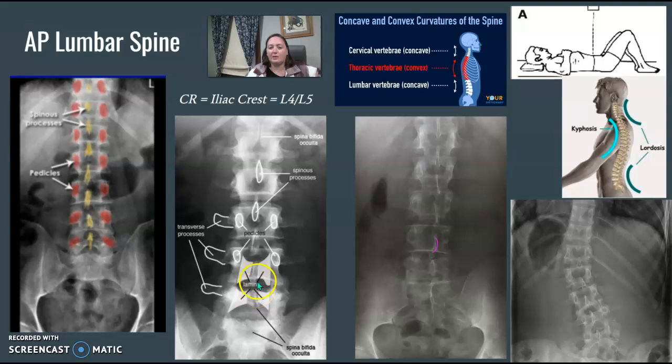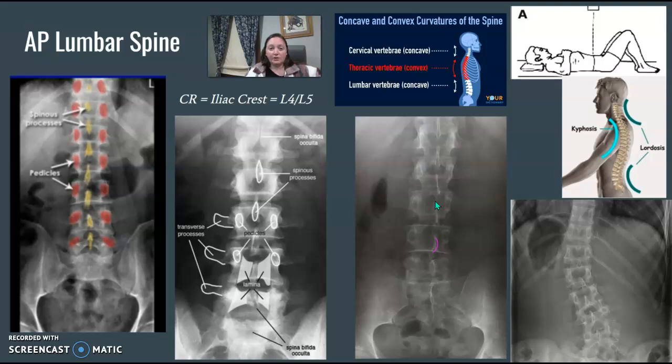So if you come over to my third one here, I tried to put this little pink line where you can see where the spinous process is not coming down the middle. This could be positional, or it could be the patient's anatomy. But as you can see, the spinous processes are not coming straight down. We're starting to get a little rotation there.